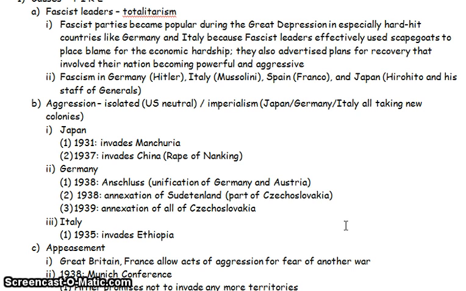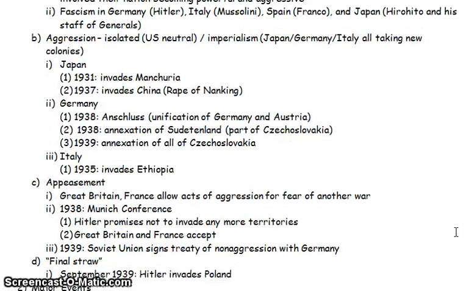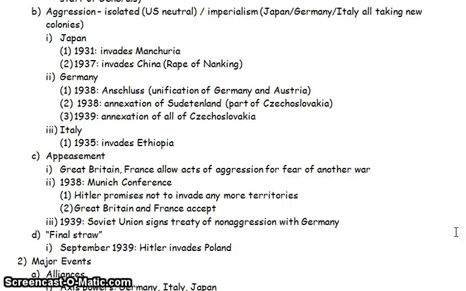Appeasement is done by Britain and France. It allows for aggression because you are going to sacrifice your morals to preserve peace. And Britain and France are very scared. They're not prepared to actually deal with Hitler in 1938. So at the Munich Peace Conference, Hitler promises not to invade any more territories. He's going to get the Sudetenland area. Britain and France accept this, and in 1939 he takes all of Czechoslovakia. In 1939, he's also going to sign a non-aggression pact with the Soviet Union, and we don't know about it until they attack Poland.